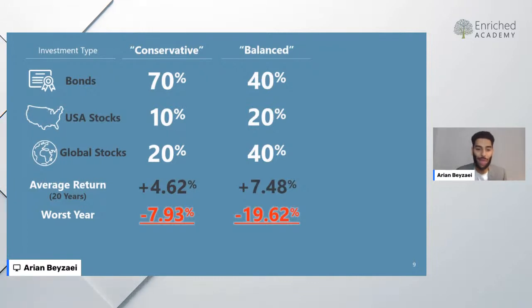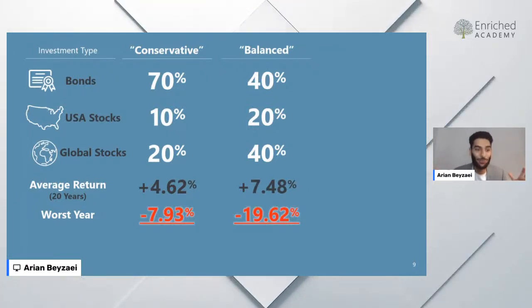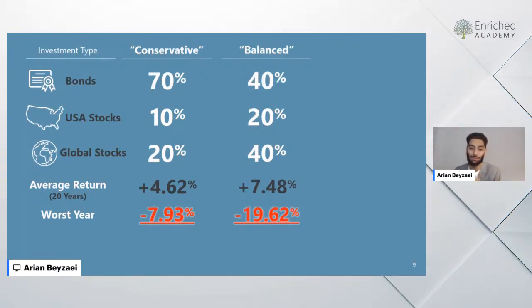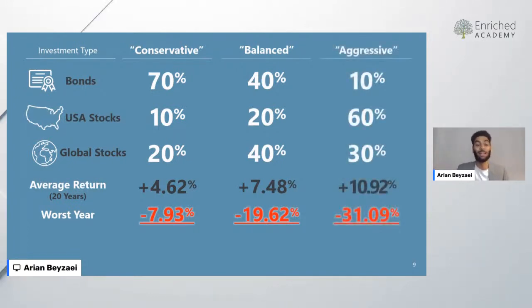7.4% average return over the past 20 years. The worst year, you would have lost 20% if you sold. Remember, if you held on, you would have still averaged a 7.5% return, which takes into account the worst year of losing 20%. And aggressive.